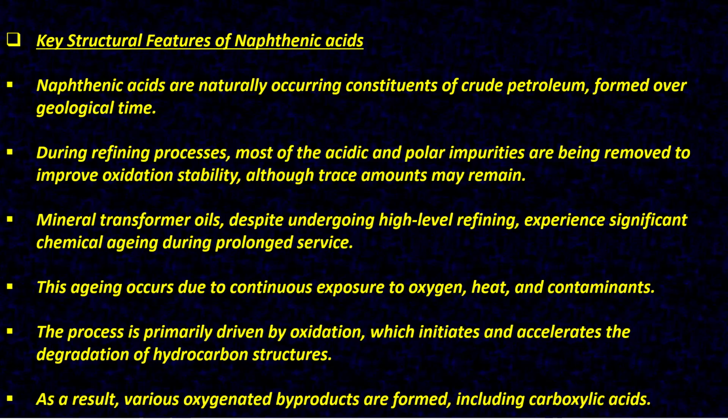During refining processes, most of the acidic and polar impurities are removed to improve oxidation stability, although trace amounts may remain. Mineral transformer oils, despite undergoing high level refining, experience significant chemical aging during prolonged service. The aging occurs due to continuous exposure to oxygen, heat, and contaminants. The process is primarily driven by oxidation, which initiates and accelerates the degradation of hydrocarbon structures. As a result, various oxygenated byproducts are formed, including carboxylic acids.